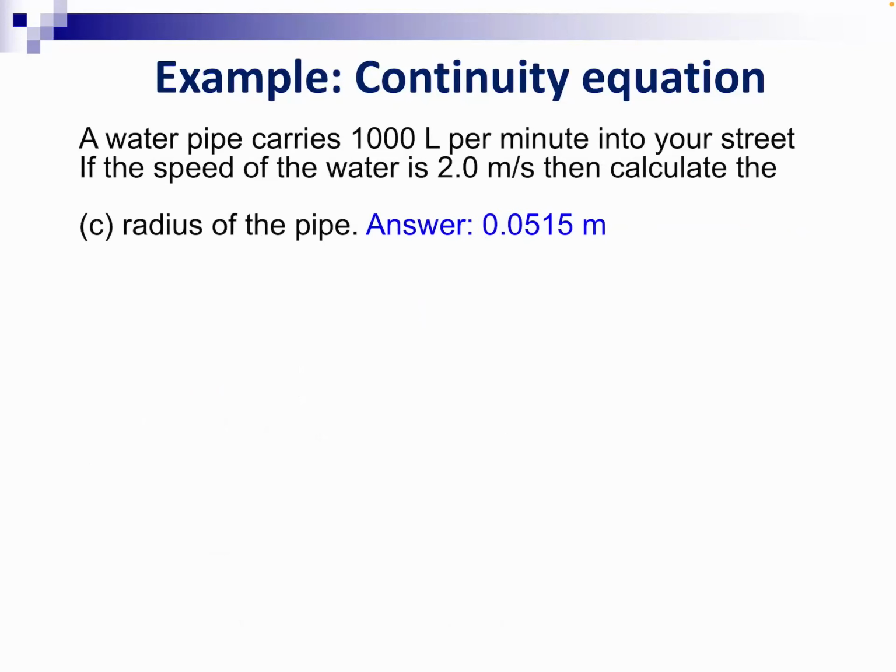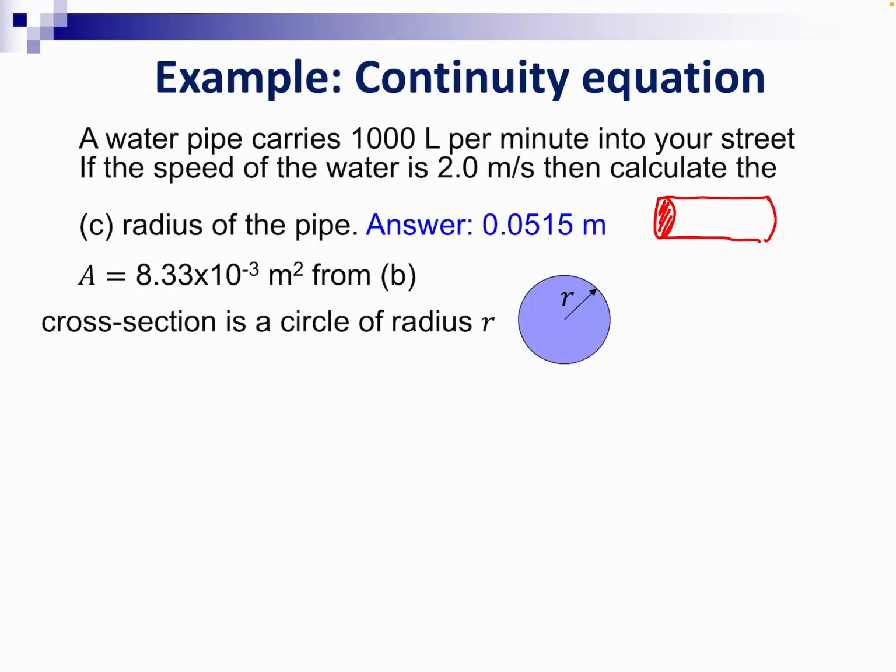We can assume that the pipe is usually cylindrical. What we've solved from before was the cross-sectional area. If you have a cylinder and you cut through it and look at one end, that's the cross-sectional area that we've solved from before. Notice that the cross-sectional area is a circle. The circle has a radius r, and that is what we are after in this question.